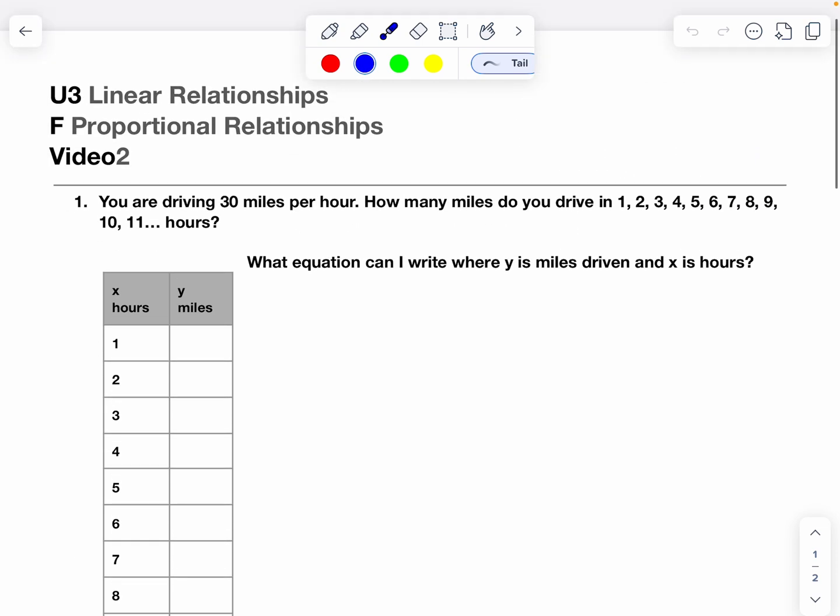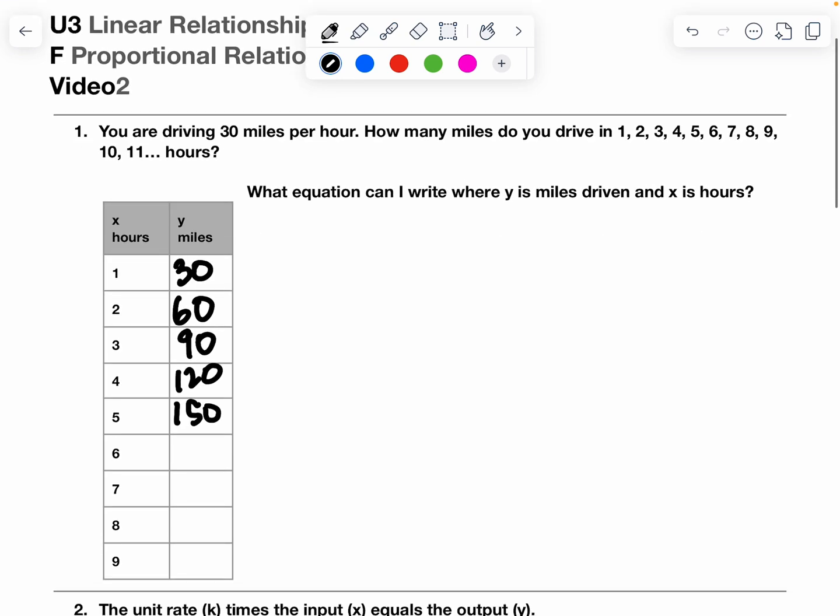Okay, so let's say you're driving 30 miles an hour. You're driving exactly 30 miles an hour down the road. So at 1 hour, you're at exactly 30 miles. At 2 hours, you've done 30 more miles. That'd be 60 miles. 90, 120, 150, 180, 210, 240, 270, and so on.